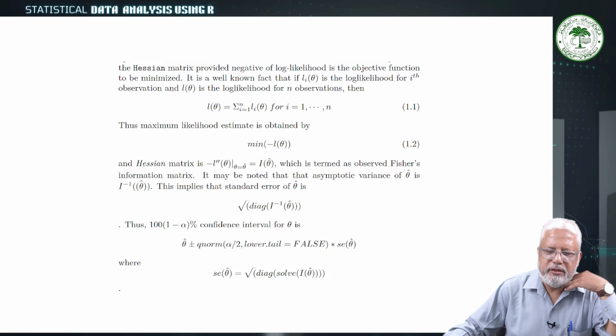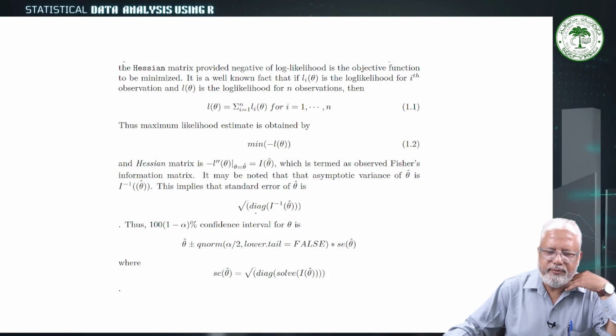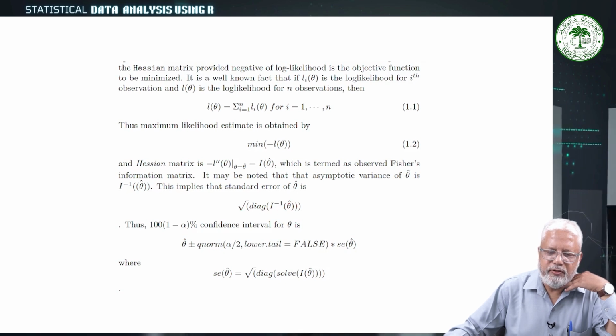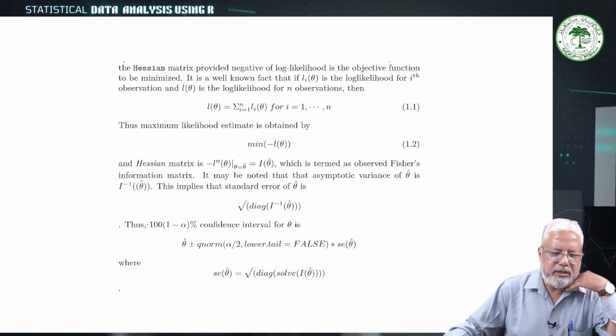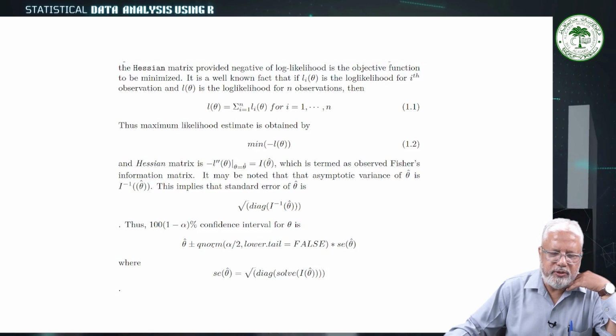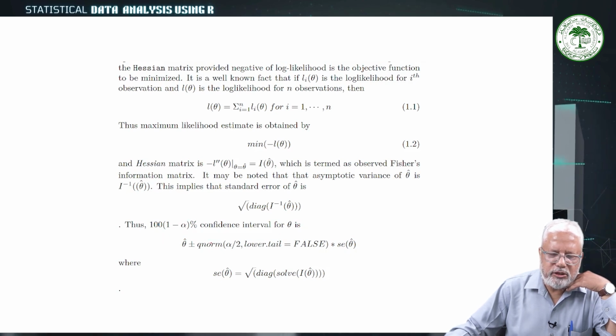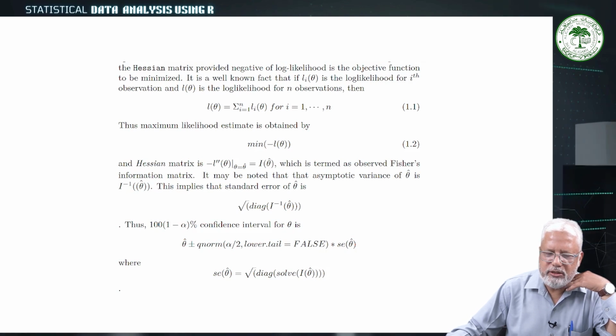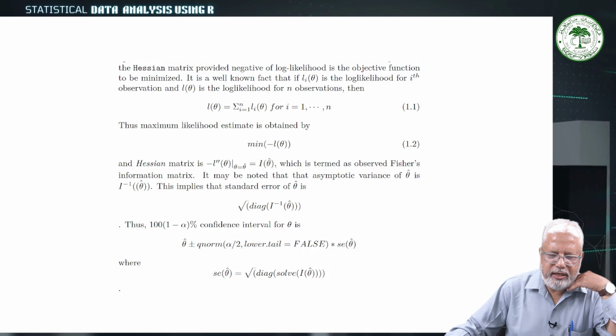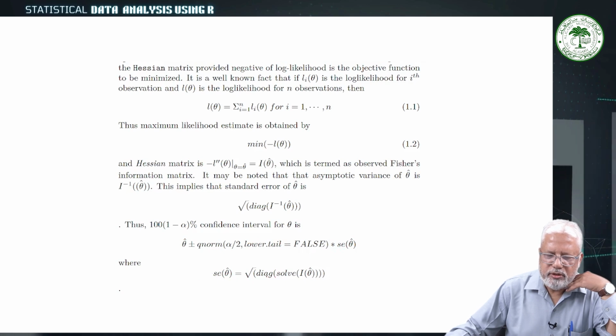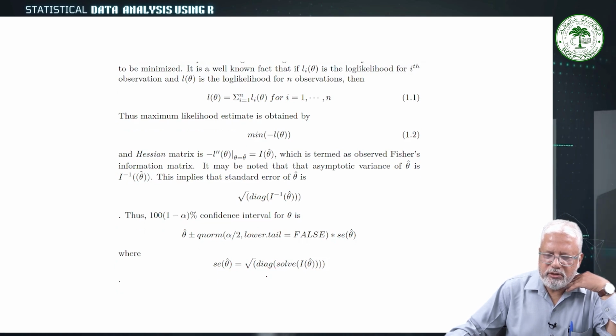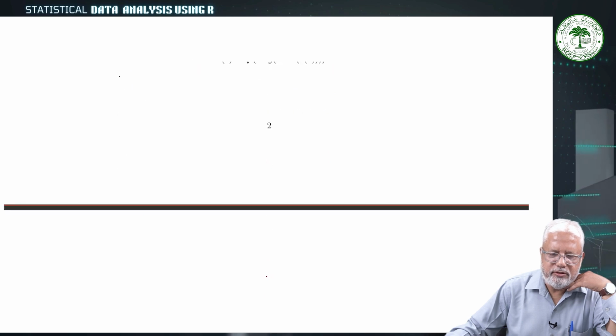This implies that the standard error of theta hat could be obtained by the square root of diag of the inverse of Fisher's information matrix. Thus, a 100 times (1 minus alpha) percent confidence interval for theta could be theta hat plus minus q norm alpha by 2, lower.tail equal to FALSE, into SE of theta hat, where SE of theta hat is equal to the square root of diag solve I inverse theta.